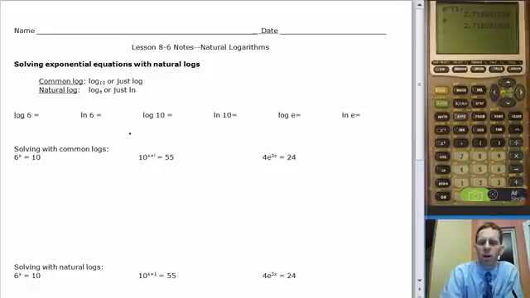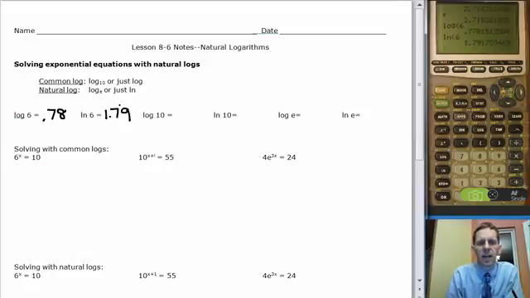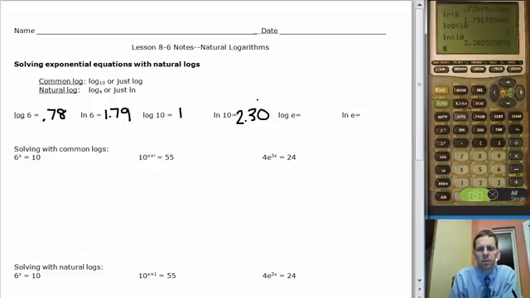Now, when you're working with logs and natural logs, you do get different values. For example, on your calculator, if you type in log of 6 and natural log of 6, you'll get two different values, 0.78 and 1.79. Likewise, log of 10 and natural log of 10 are two different values. You probably remember that the log of 10 is equal to 1. The natural log of 10, however, is equal to a never-ending, never-repeating decimal, approximately 2.30. Similarly, you can crunch out the log of e and the natural log of e. The log of e is equal to about 0.43, whereas the natural log of e is equal to 1.